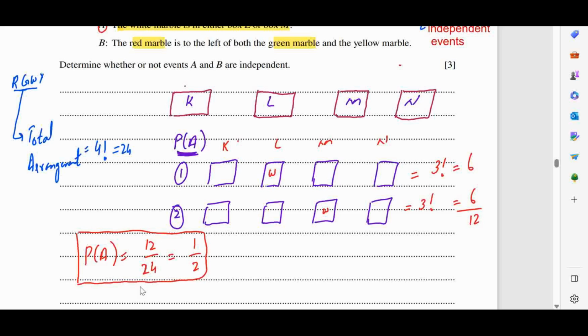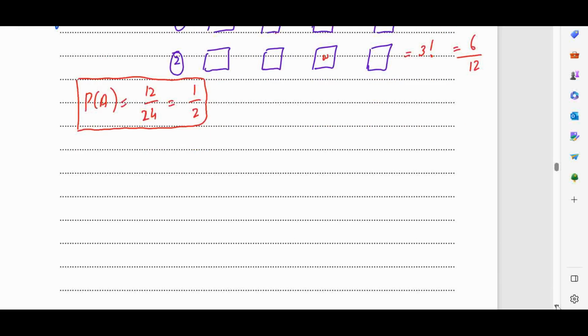Let's see probability of B. Now for probability of B, we can see that the red marble is on the left of both the green and the yellow marble. So let's see the cases over here. Now let's do some working for probability of event B.